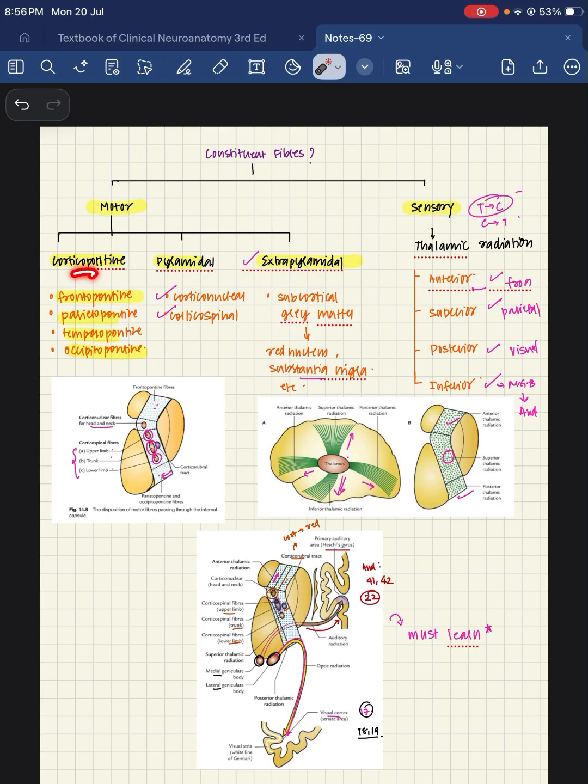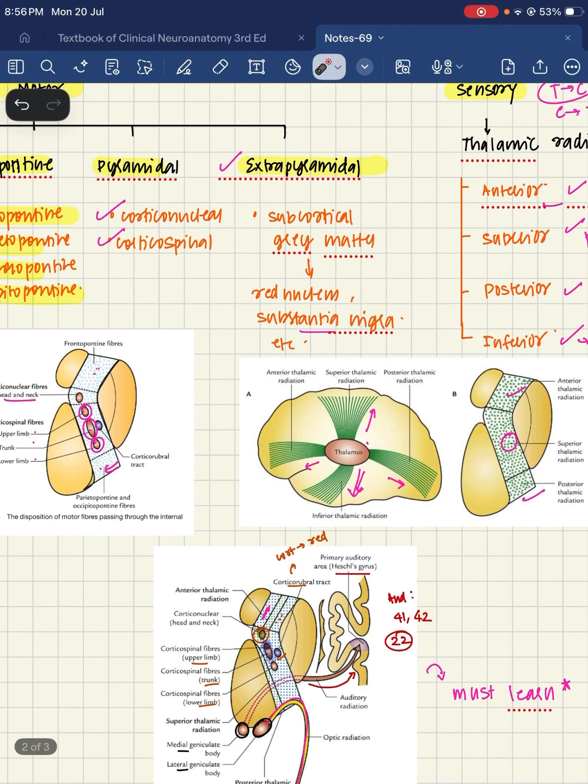Then we talked about how frontopontine was the single most abundant, constituting 2/3 of the corticopontine fibers, and then the other fibers also. Then we talked about the corticonuclear, which was supplying the head and neck, and the corticospinal ones, which was supplying the upper limb, trunk, and the lower limb. We saw it in the diagram over here. There are also the extrapyramidal ones, like the ones with the red nucleus, substantia nigra, etc. It is also there in the posterior limb.